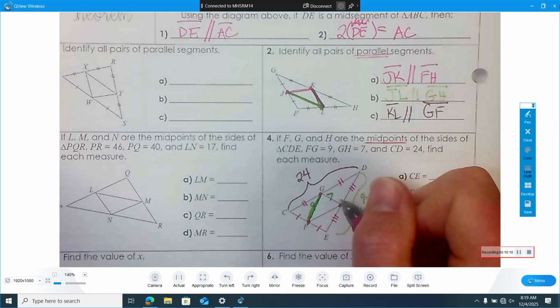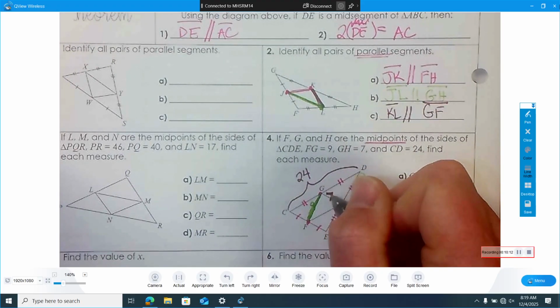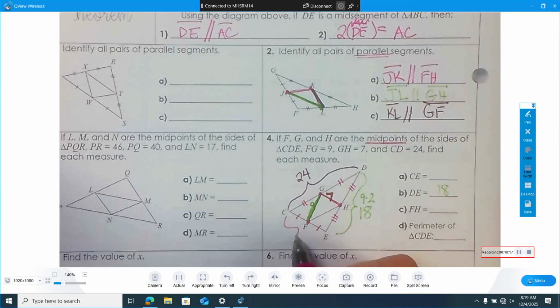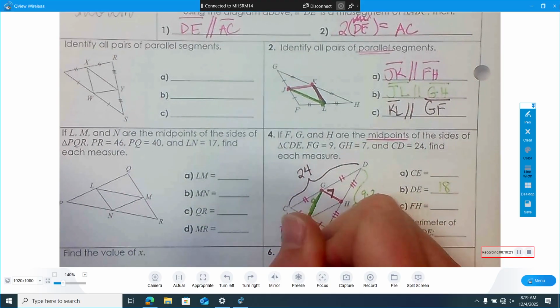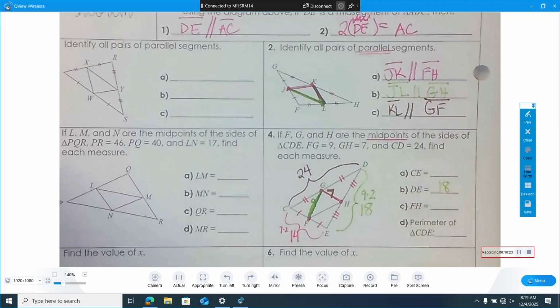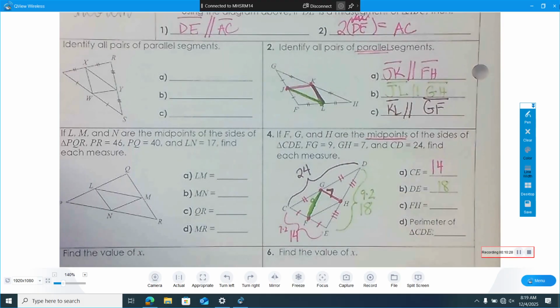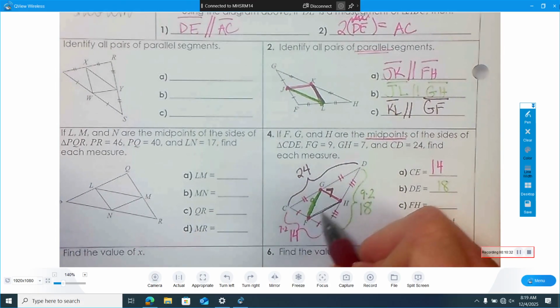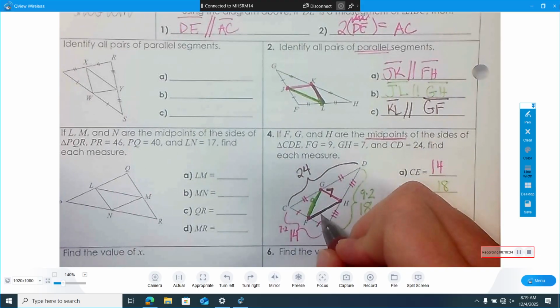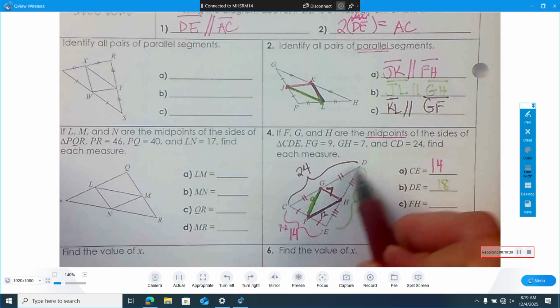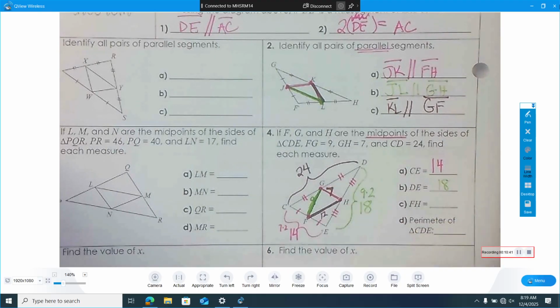Let's see. I have GH here, we know was 7. Again, that's a midsegment. It's a halfway point. Tell me about CE. 14. How do you get 14? 7 times 2. Very good. It's 14. It is twice the length of its midsegment. CE is 14. Now, FH right here is 12. How'd you get 12? We have the whole side is 24. Our midsegment is half as long.